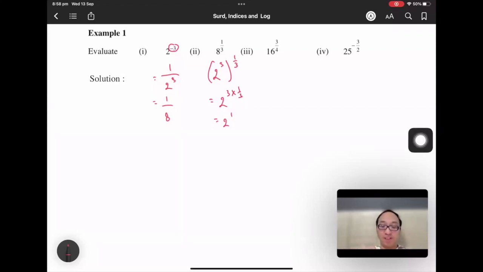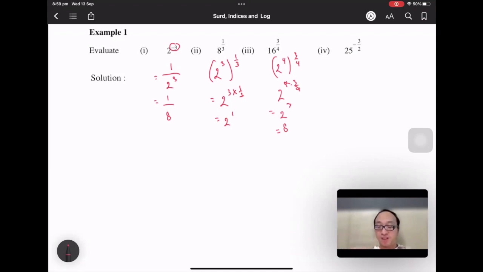The third one, 16 to the power of 3 over 4. So that's the same thing. 16 is 2 to the power of 4, and then 3 over 4. So we can multiply 4 times 3 over 4. So we have 2 to the power of 3, which equals 8.